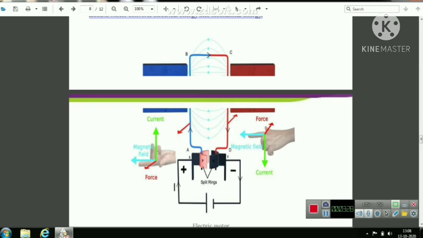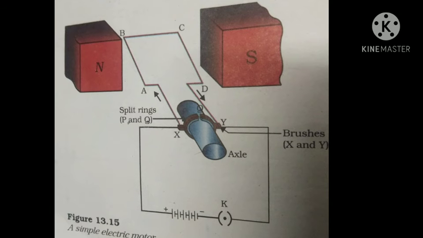The electric motor is used as an important component in electric fans, refrigerators, mixers, washing machines, computers, MP3 players, etc. Do you know how an electric motor works? As shown in the figure, an electric motor consists of a rectangular coil ABCD of insulated copper wire. The coil is placed between the two poles of a magnetic field such that the arms AB and CD are perpendicular to the direction of the magnetic field.